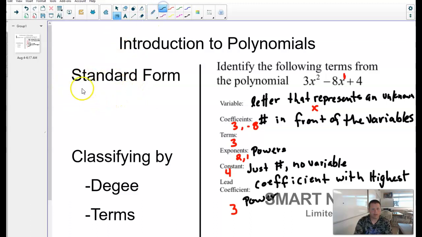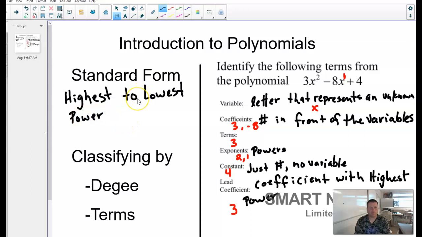Standard form is just your highest to lowest power with your terms. Okay, so the highest to the lowest. So this one right here is actually already in standard form because we go 2 and then a 1 and then a none. So that one's already in standard form. We'll show some examples of those here in just a second.